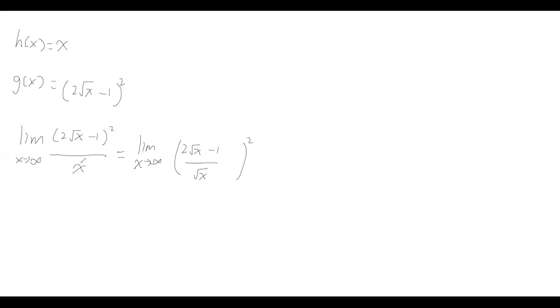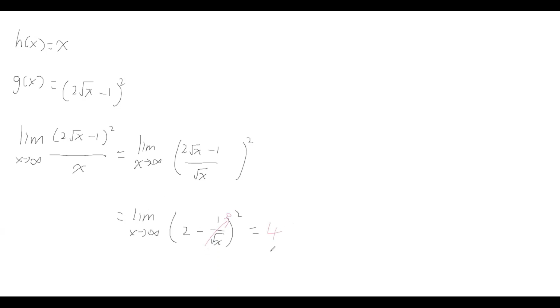In this case, I rewrote x as the square root of x squared. And then we have this nice thing, and we can do the same thing. Split up the fraction, and then we get 2 minus 1 over radical x, everything squared. And again, as x approaches infinity, our 1 over square root of x is going to go to 0, leaving us just 2 squared, which is 4. Okay?